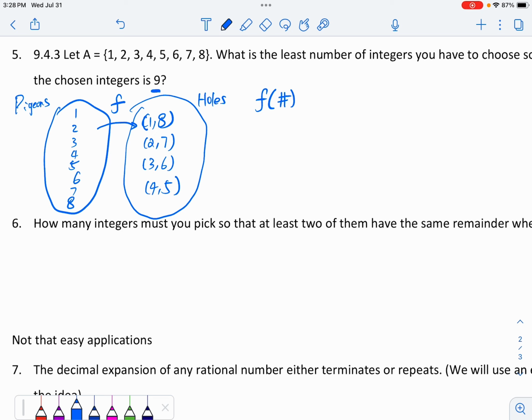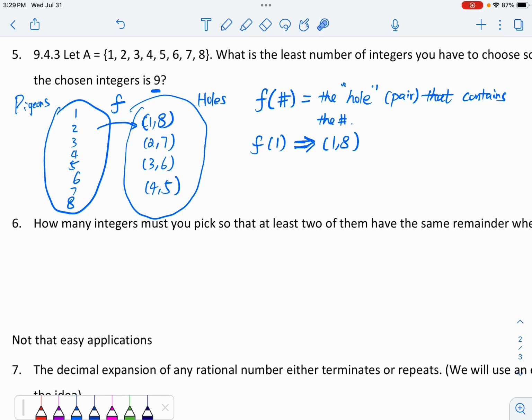And when you map, f of the pigeons are those numbers. So say if 2 is chosen, then we'll put the 2 in this hole. 3 will go into this hole, and 8 will go into this hole. So f of a number will go to the hole, or the pair, that contains the number. For instance, f of 1 will go to the hole 1, 8.